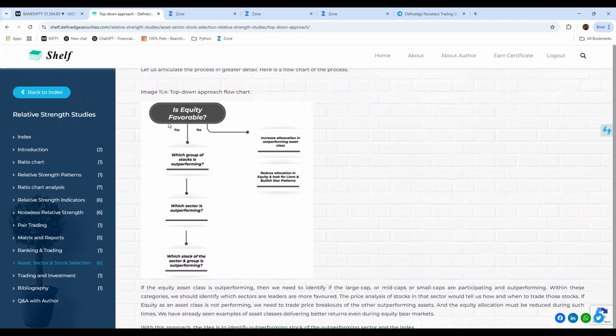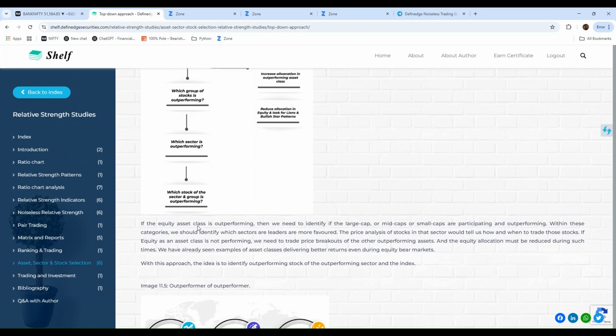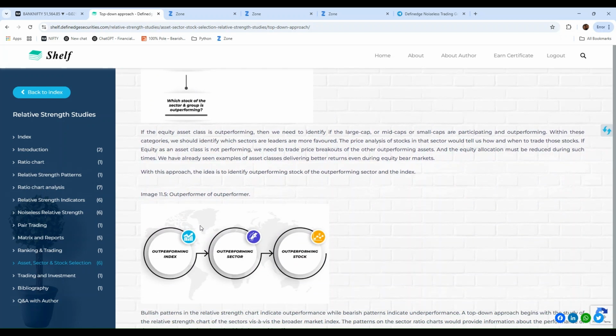Right. So firstly, it says, is equity favorable? Of course, you do your asset analysis, and that's where this comes. Is equity favorable or not? But this is what we are going to do. Outperforming index, outperforming sector, outperforming stock. But we're going to do outperforming sector. What is the breadth of the sector and the outperformance of these stocks, or underperformance for bearish?